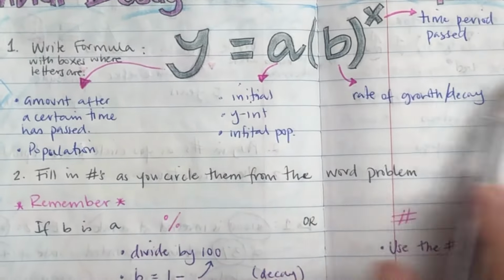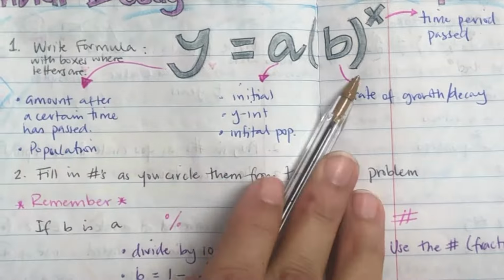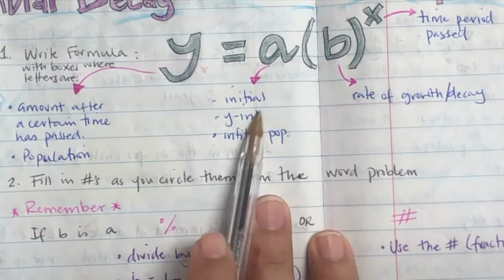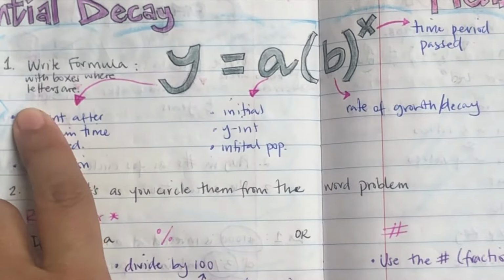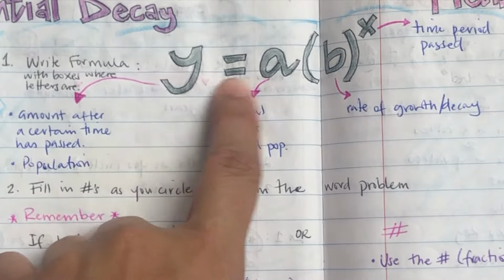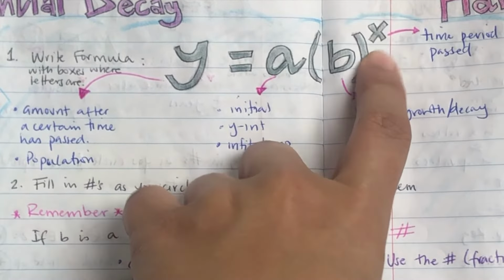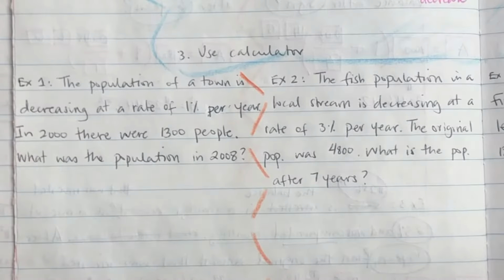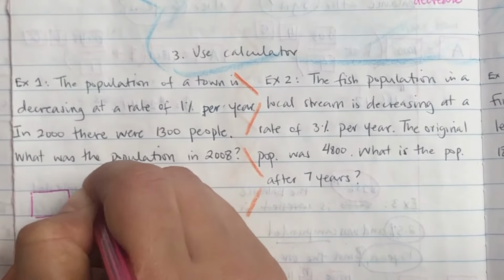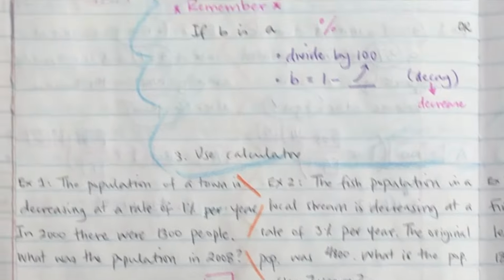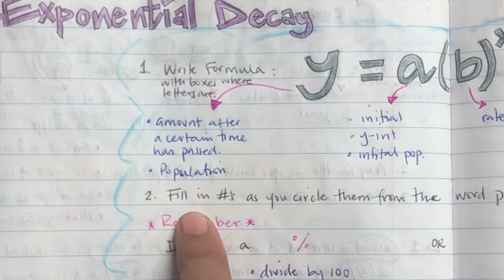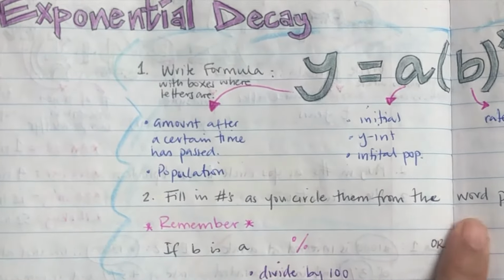And all you do is you write down the formula with boxes where the letters are and you fill in the numbers. So let's go ahead and take a look at an example. Okay, so here is an example. The very first thing that you do is you write down the formula with boxes where the letters are. So box equals box, parentheses, box, close parentheses, box. Okay, and we're just going to read through the question. You fill in the numbers and you circle them from the word problem.